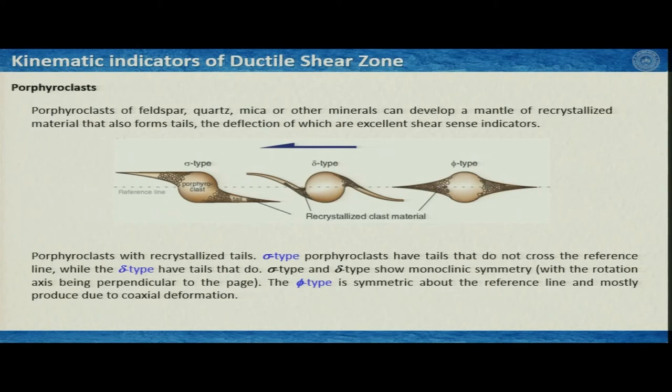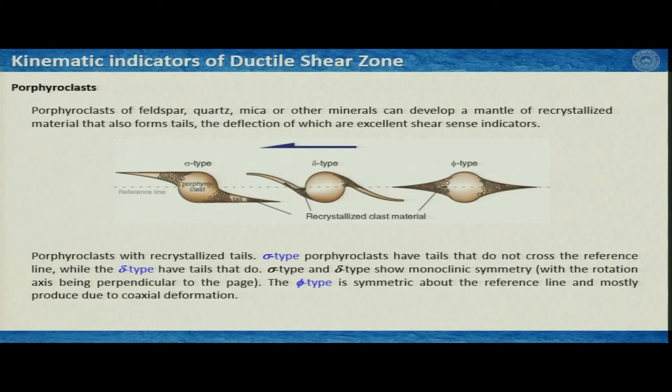Now we switch to the next type of kinematic indicators in the ductile shear zone, and these are porphyroclasts. Sometimes you can use porphyroblasts as well, but we'll restrict to the porphyroclasts terminology, but it can include porphyroblasts as well. Porphyroclasts of feldspar, quartz, mica or other minerals can develop a mantle of recrystallized material that also forms tails. And the deflection of the tails are excellent shear sense indicators. There are three types of porphyroclasts: sigma type, delta type, and phi type.